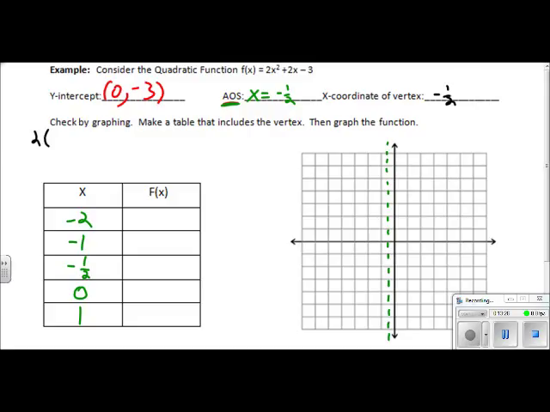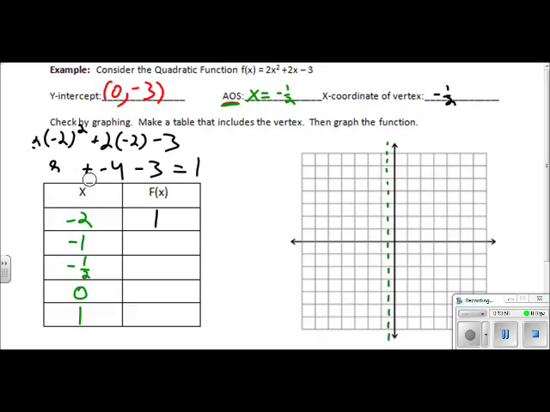Once we have these values, plug them back into our function. So we'd have 2, I'm going to use the negative 2 first, negative 2 squared plus 2 times negative 2 minus 3. So I'm just plugging this value back into the function. From here, negative 2 squared is 4 times 2 is 8, plus 2 times negative 2 is negative 4, minus 3. So 8 plus a negative 4 minus another 3 is going to leave us with 1. So we'd have 1 as our value here.